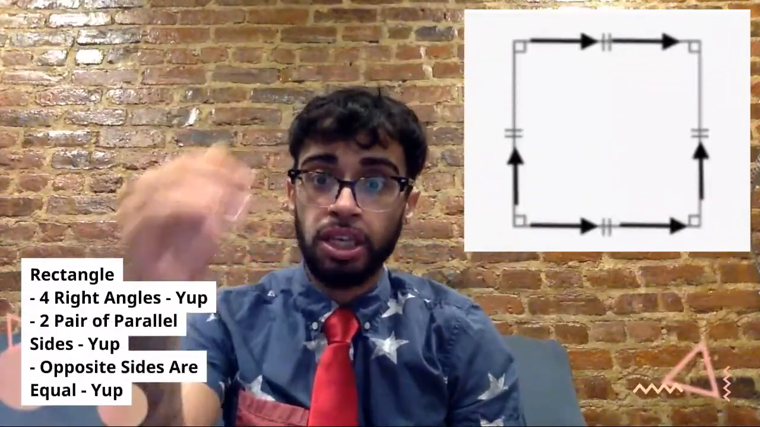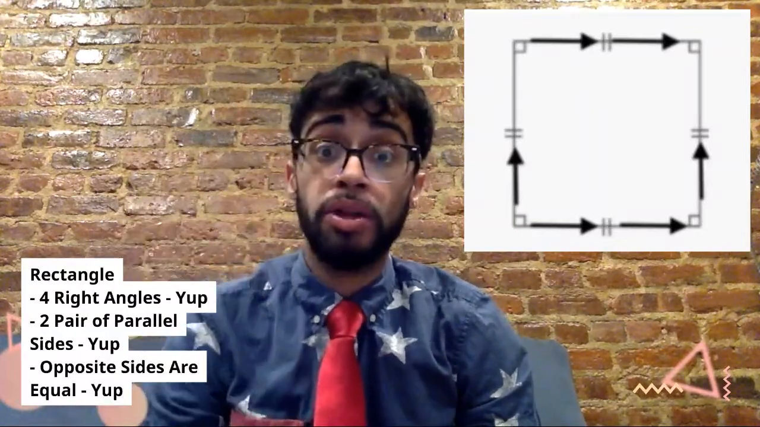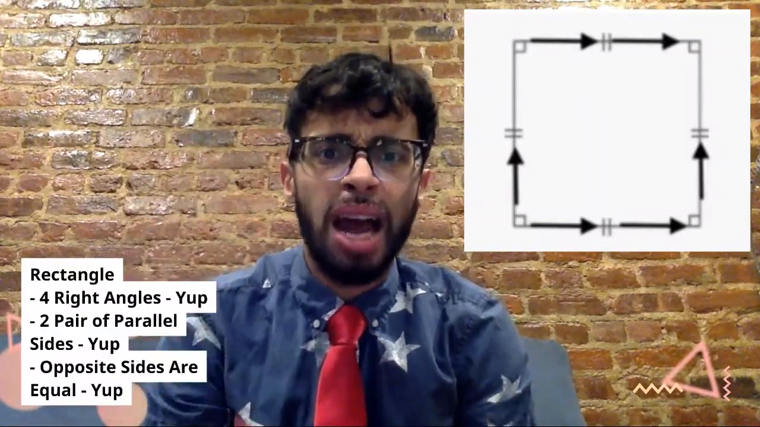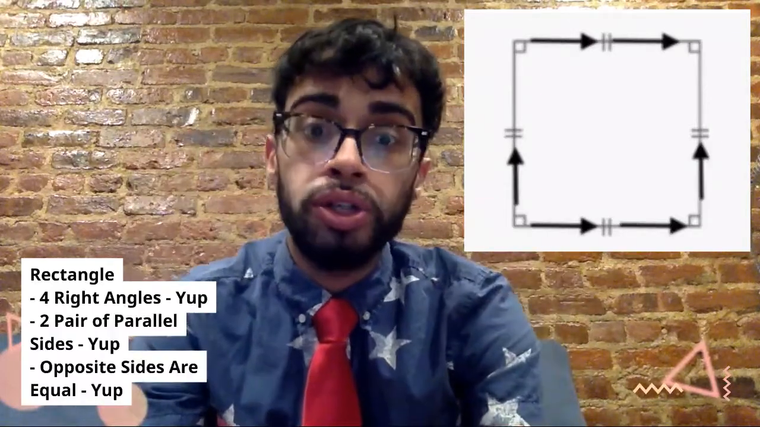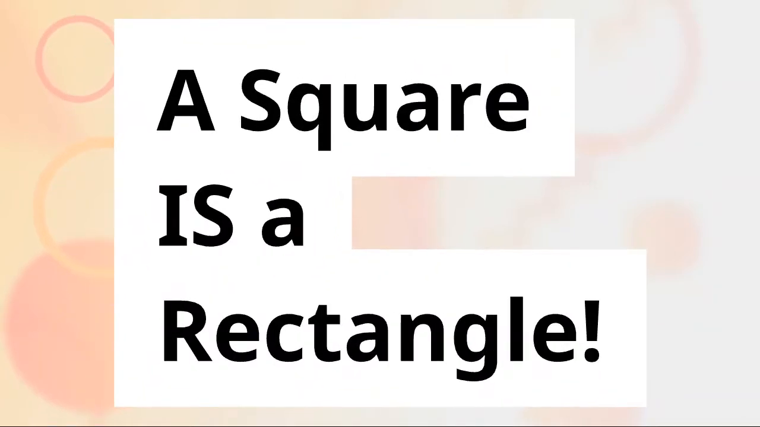So when we go definition by definition, it has four right angles, two pairs of parallel sides, and opposite sides are equal as well. So guess what, guys? Let's make this nice and big. A square is a rectangle, guys.